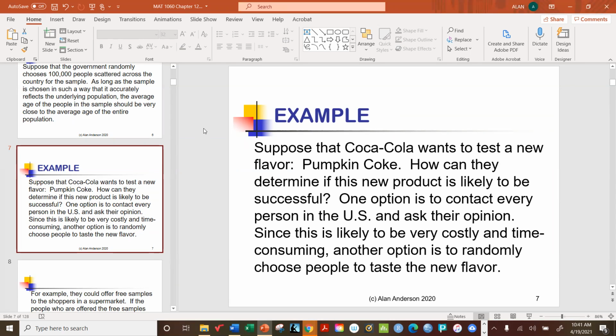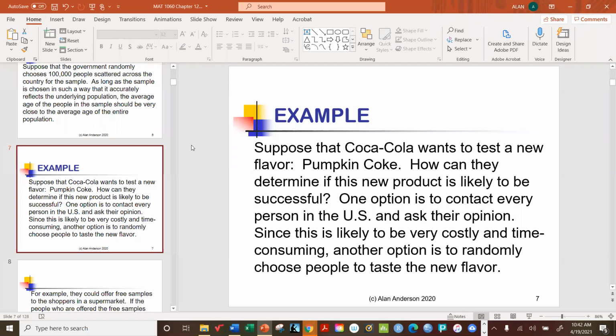So what can they do? Rather than take a chance and just put it out in the market, they can hire a marketing firm and say, listen, find out what proportion of the population actually likes this flavor. That would be, of course, much cheaper than trying to contact everybody in the country and finding out what their opinion is about the pumpkin Coke.